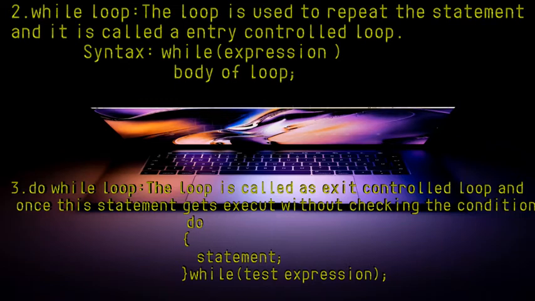Now the do while loop will work as an exit control loop. It will check the condition afterwards and execute the statement within itself that is available in the do. So in this case, the statement will be executed once even without checking the test expression. That is the difference between a while loop and a do while loop. And these are the three types of loops that are available in C++.